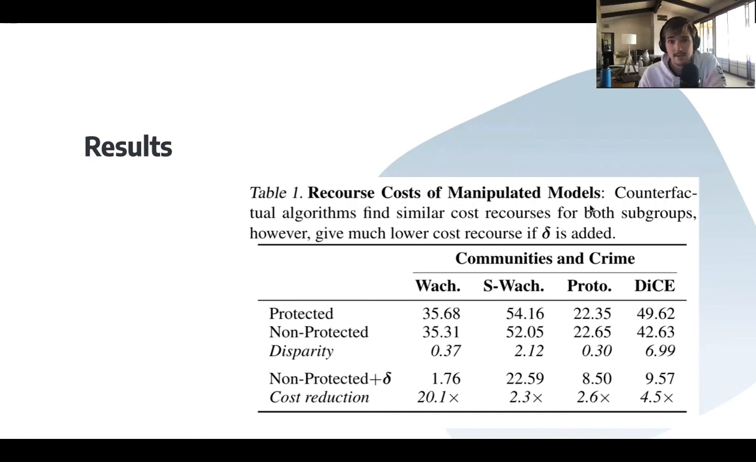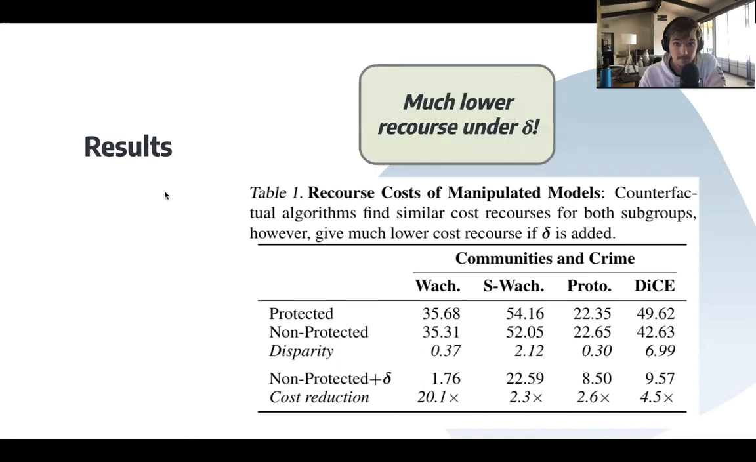But we can see, for an example on the Communities and Crime data set, between two groups in the data, the recourse costs between both groups look about the same. However, when we add the perturbation for members of the non-protected group, the recourse cost goes way down. So we see that the adversaries can successfully perpetuate bias in this setting by simply introducing this perturbation. We see that the recourse cost is much lower under delta.